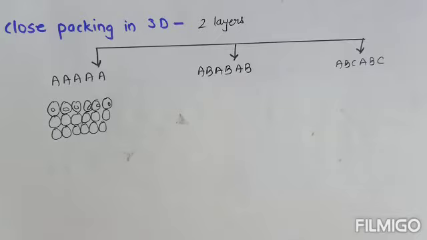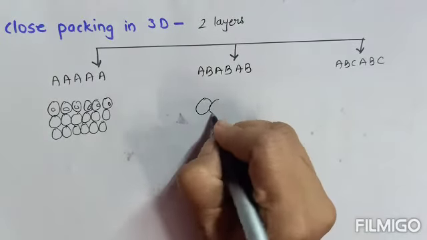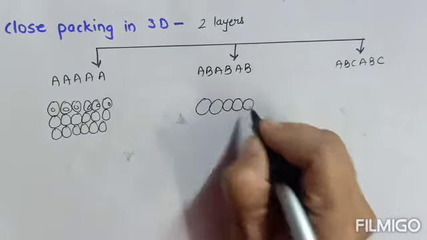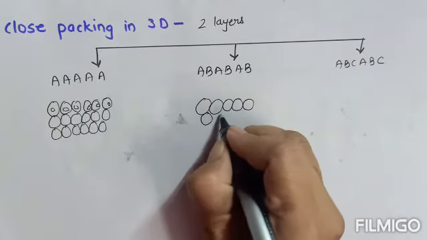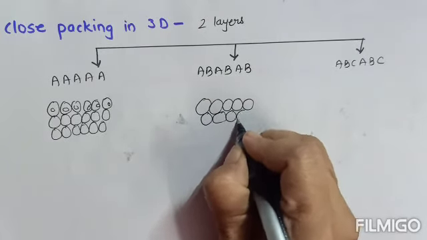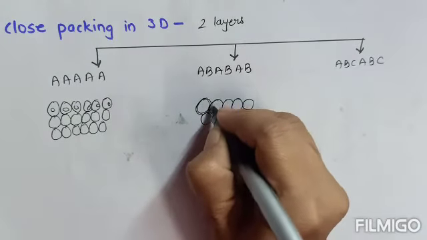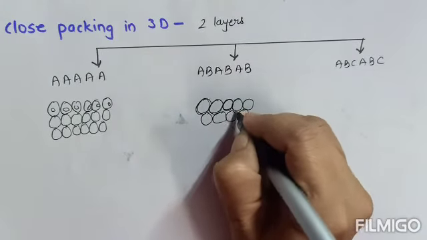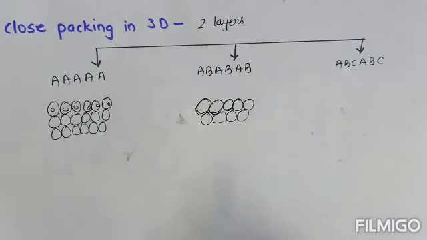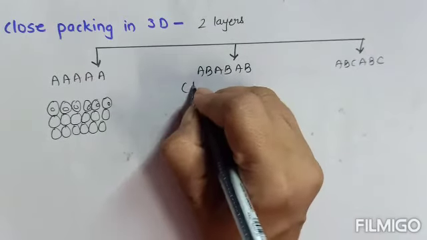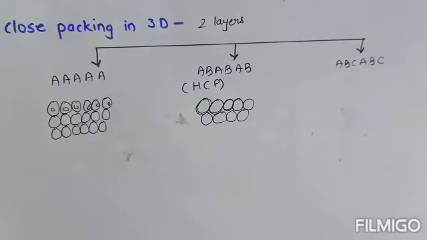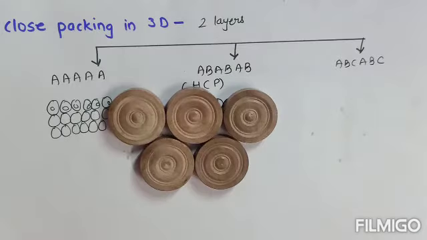Now AB type of packing means the first layer of the constituent particles, and the second layer will be placed in the gaps of the first one, in a similar way. It is called AB type of packing. It ultimately results in hexagonal close packing. We call hexagonal close packing by the short form HCP.